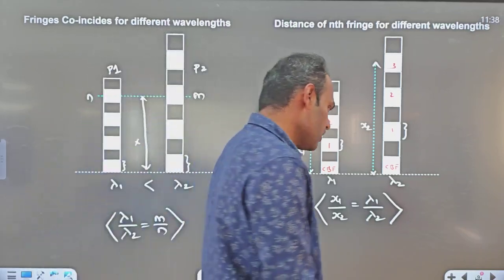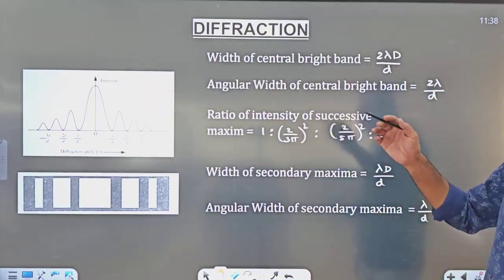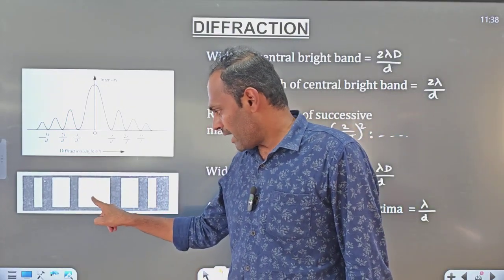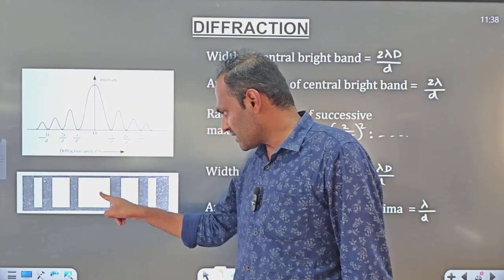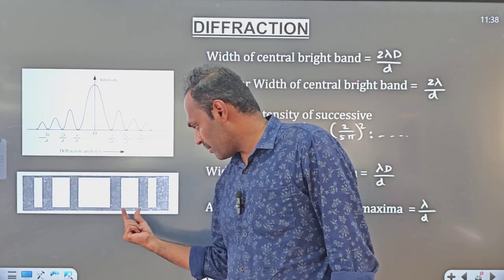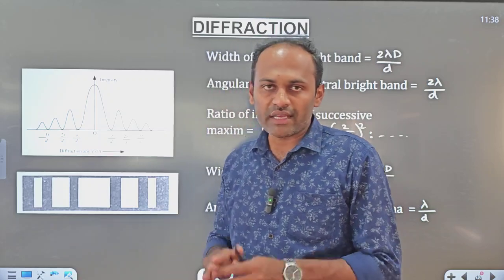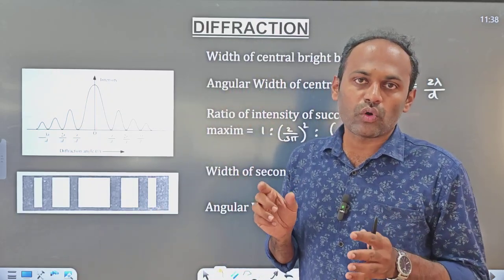This relation you have to use. Okay, next we'll go for diffraction. See, in diffraction we know very well this is the central bright band, and you can observe the bright bands are decreasing. So as we move away from the central bright band on either side, the bright band width goes on decreasing.